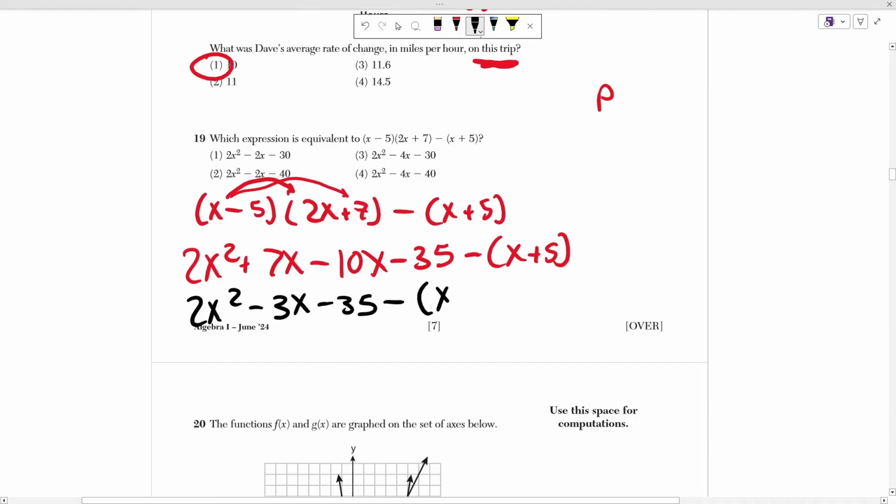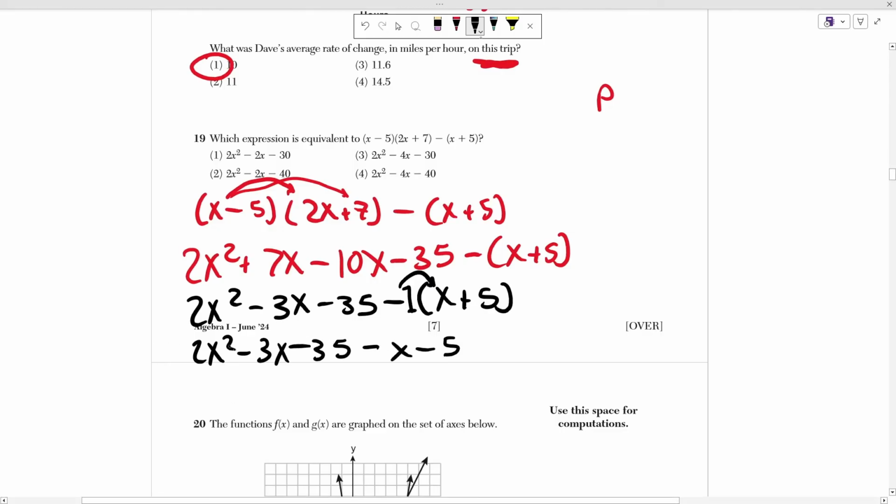Now, remember, this doesn't have anything in front of it. Wrong. This has a negative 1 in front of it, which means I need to multiply whatever's inside by negative 1. If this was plus (x + 5), I could just get rid of the parentheses, no issue. But because there's actually a minus sign, that's a secret negative 1, so I need to multiply by negative 1. So now I'm left with 2x squared minus 3x minus 35 minus x minus 5, okay?